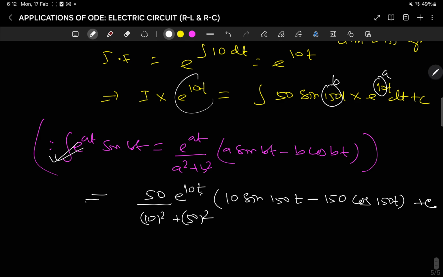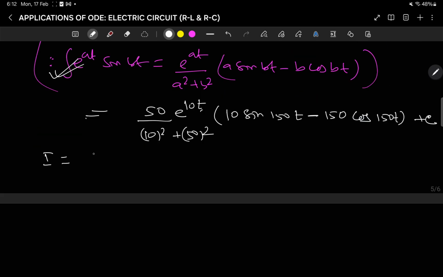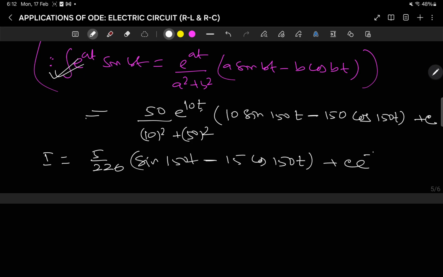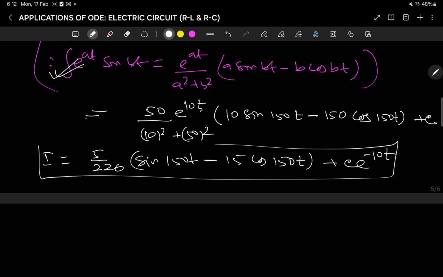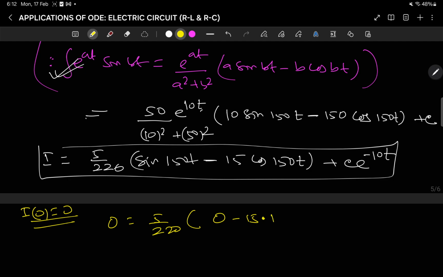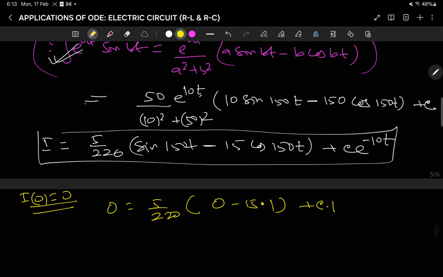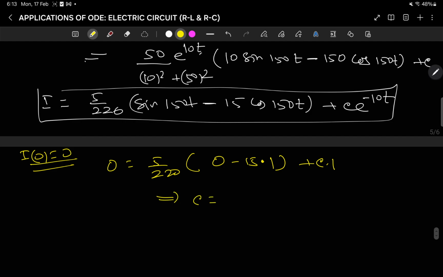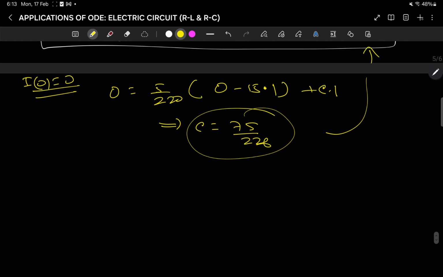Okay, so now bringing this to the right hand side and simplifying, we will be getting 5 by 226 sin 150t minus 15 cos 150t plus c e to the power minus 10t. Now we use the initial conditions. I of 0 is equal to 0. So 0 is equal to 5 by 226, sin 0 is 0, minus 15 into cos 0 is 1, plus c into e to the power 0 is 1. If you simplify, your c will be 75 by 226. Substitute c here.